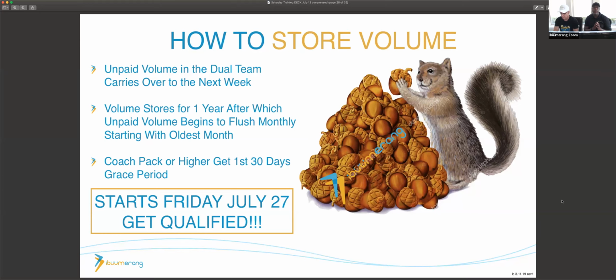Anytime you have volume that you don't get paid on, so for example, the minimum amount of volume to get paid on your left side is you have to have at least 500 CV, right? So if you don't have 500, if you only have 400, it's not going to generate a check for you that week. It's just going to store it and carry it over to the next week. Also, every time you get paid, it minuses out the same amount from the lesser side from the big side. So whatever's left over, that carries over to the next week, but it only carries over if you are qualified.